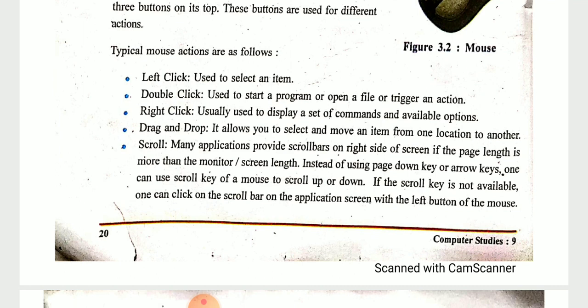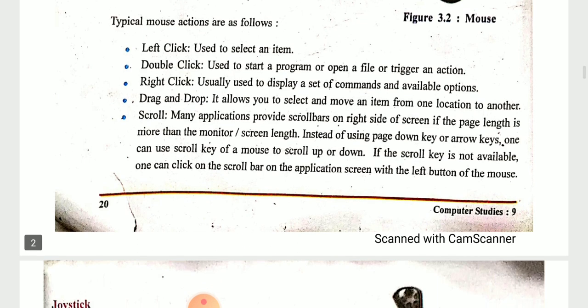Then right click. Click the right button once. This is used to control an application. It means with the use of right click you can control any application, and usually right click is used to display a set of commands and available options. Then drag and drop. Drag and drop allows you to select and move an item from one location to another location.